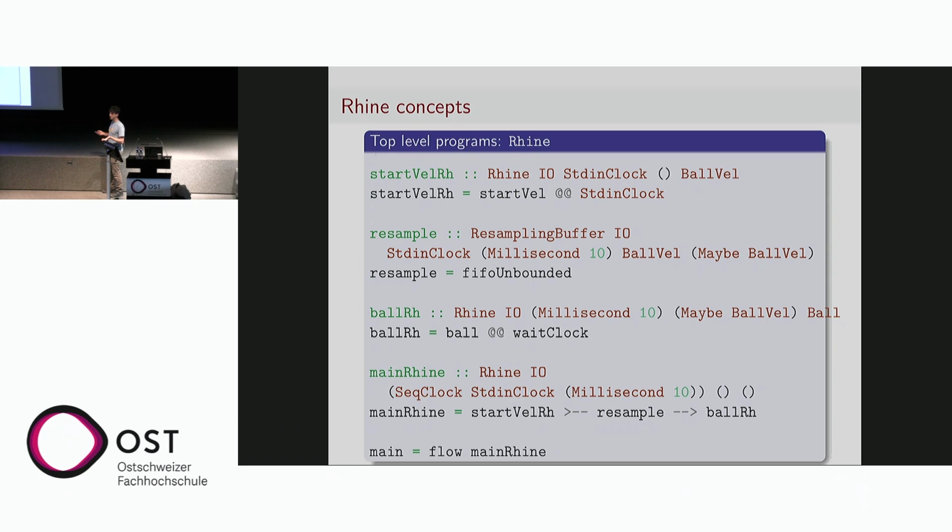Let's see whether we can answer that question by looking at the code a little bit. So let's go backwards. So we have this start val Rhine. That is basically just start val at a particular clock value. So we've said, okay, this is the complete component on this clock here. We've collected all of the parts of this component together. The same for ball Rhine. It says, okay, this is the whole component that I want to run on the millisecond 10 clock here. What do the two components do?